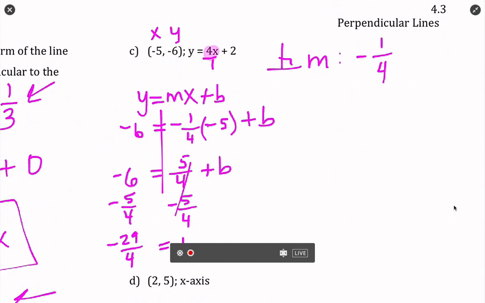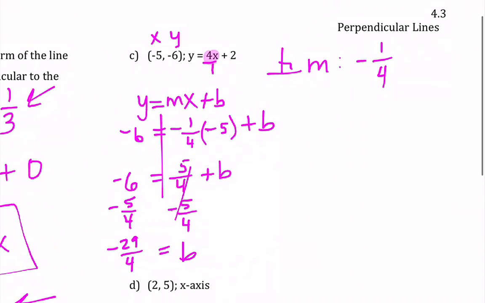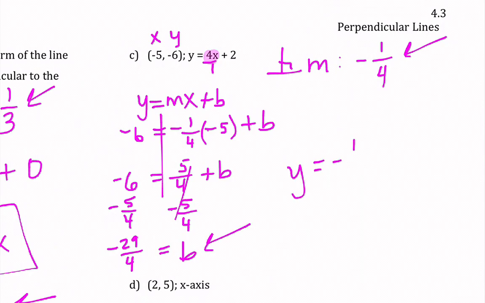All right, so we have our slope. We have our y-intercept, so we can write our equation. Y equals negative 1/4 x. My y-intercept is a negative, so I'm going to put subtract 29 over 4.